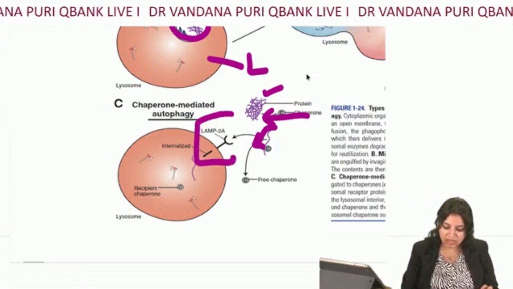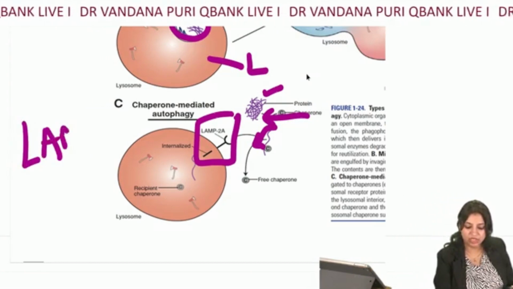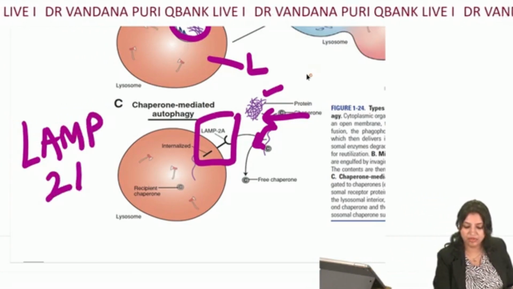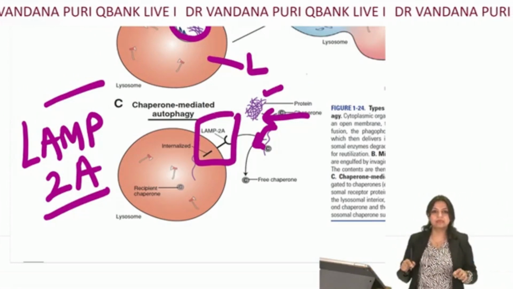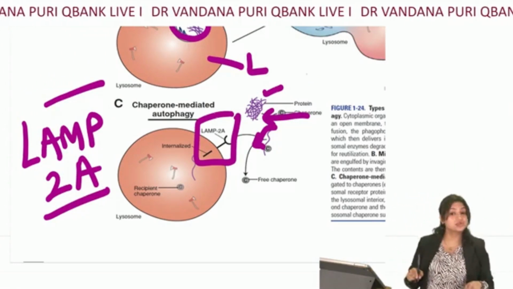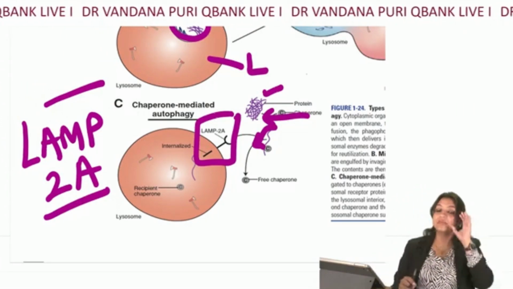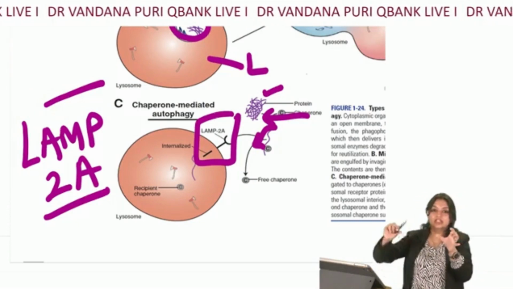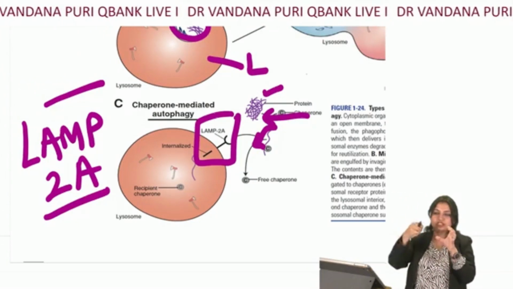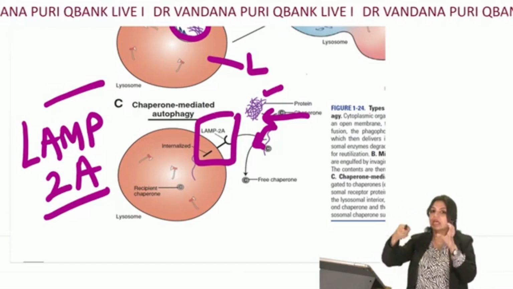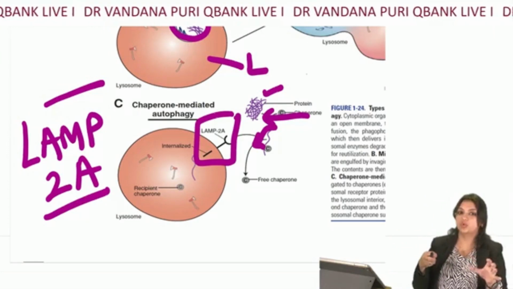There is a receptor on the lysosome known as LAMP2A. Remember this receptor. What is the receptor present on the lysosome? LAMP2A. This LAMP2A receptor is meant to identify these chaperone-tagged proteins. All the proteins which are tagged with these chaperones can be identified by this molecule, LAMP2A.